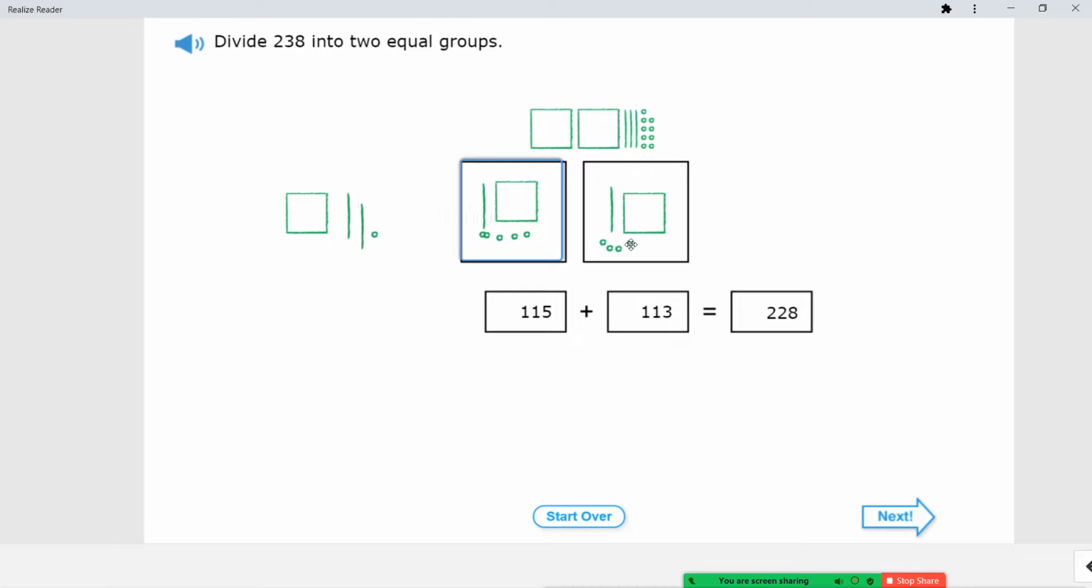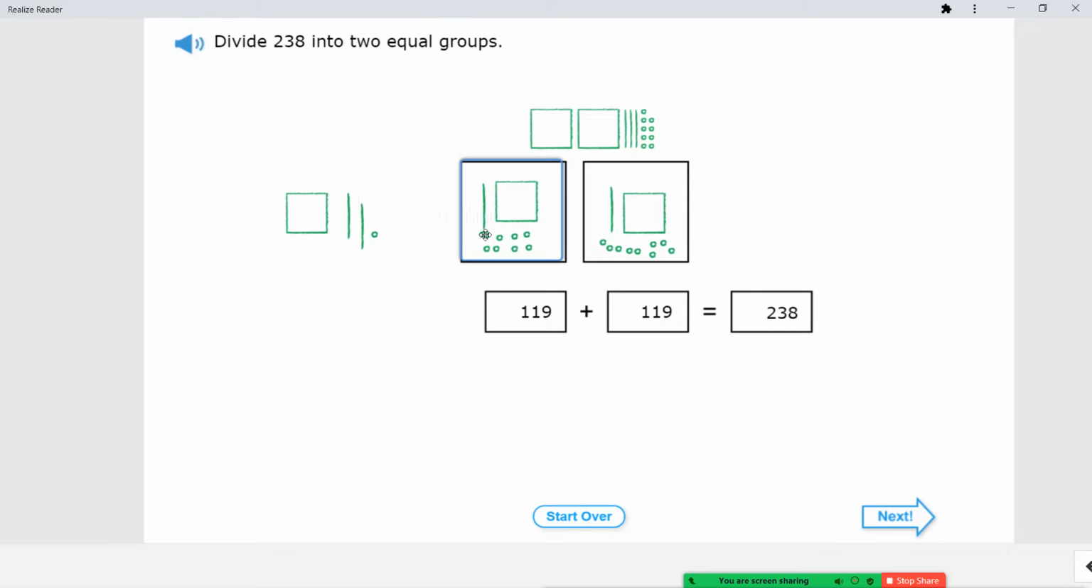Now, after I do that, I'm going to look at the ones that I already had. So I had 8 ones. Now I know 8 broken up into 2 groups is going to be 4 plus 4 because I know my doubles fact. So 1 there, 1 there, 1 there, there, and there. And then I can add 1 more to each group. So I added a total of 119 to each group.